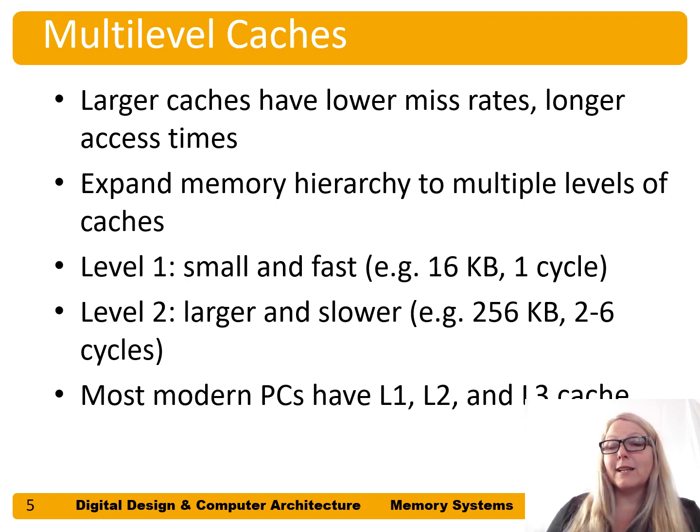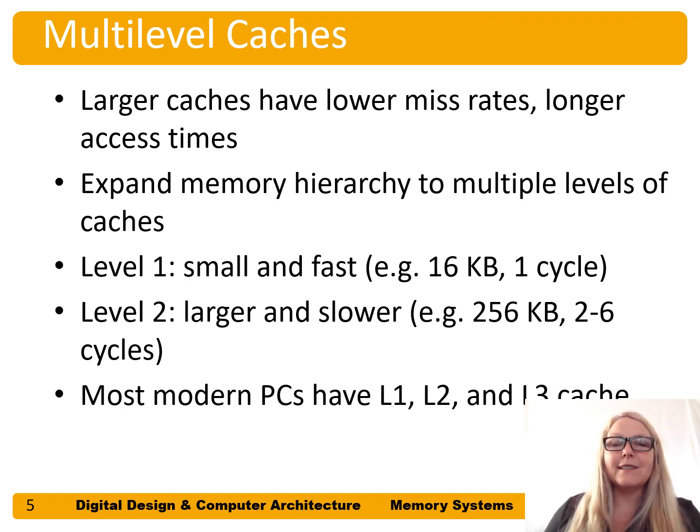So, multi-level caches. We can have a level 1 cache, the one that we've been talking about, but we can also have multiple levels. Level 2 caches are very common, and level 3 caches are not uncommon in today's systems. The lower-level caches, or the larger caches, are going to have lower miss rates but longer access times. So we don't want to make the first level cache so large that it takes longer than one processor clock cycle to access it.